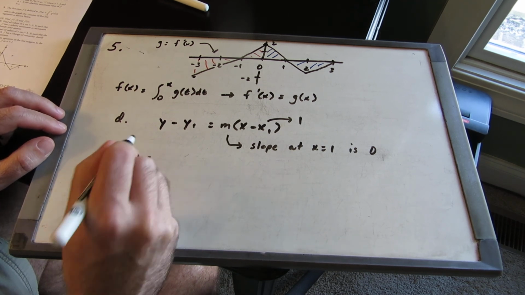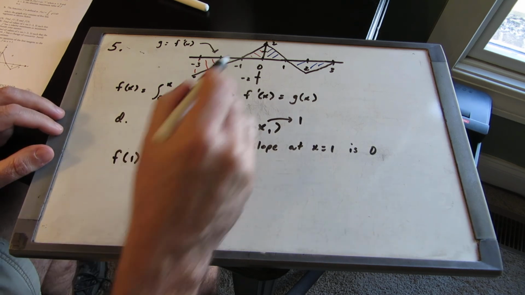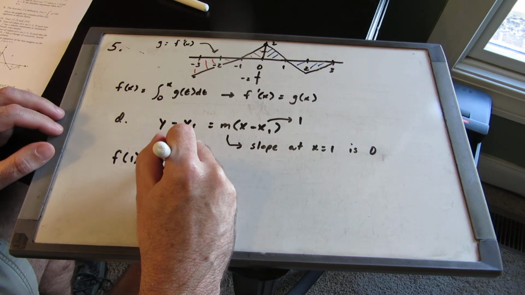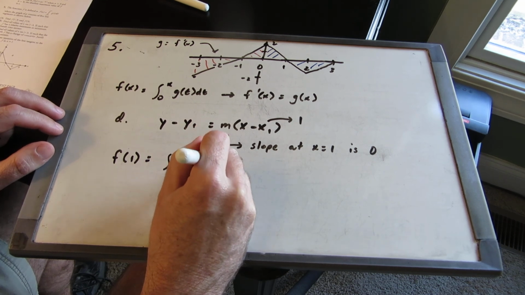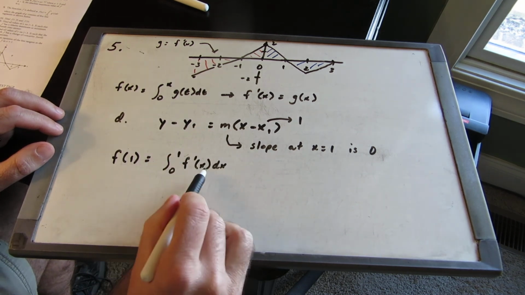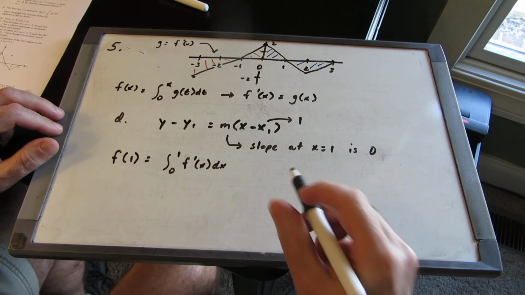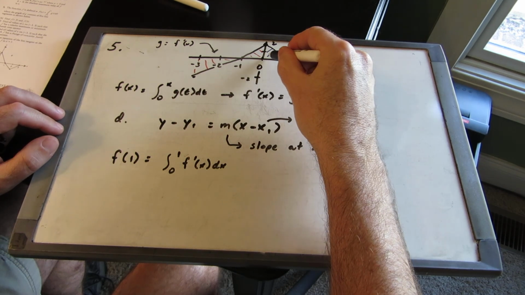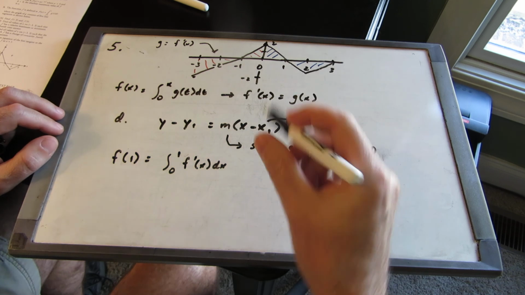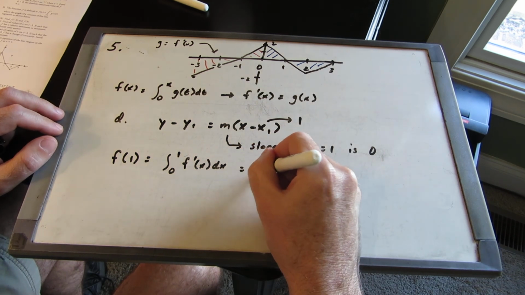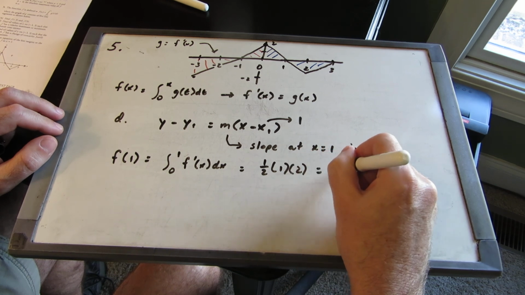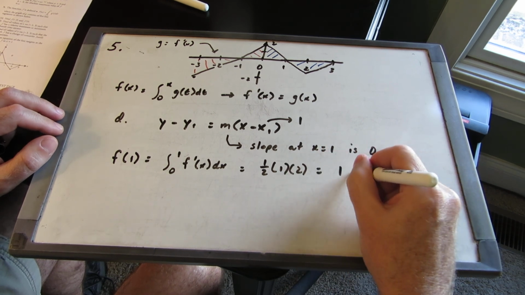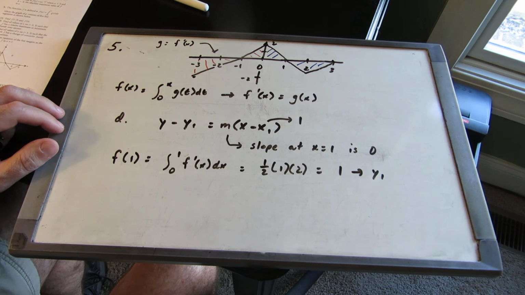And we're going to use the procedure we did in part A. We're going to integrate from 0 to 1 of f prime of x dx, because when you integrate that, you get the parent function. That is going to be the area of this triangle right here, 1/2 times the base of 1 times the height of 2. So that's 1, which is our y value.